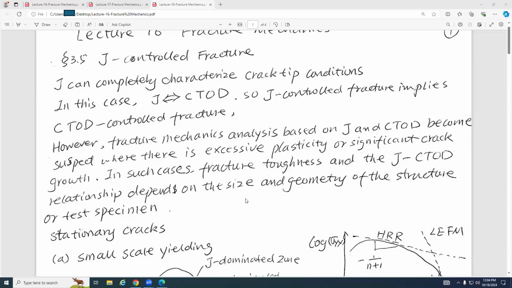Okay, so let's continue our talk. Last time we talked about the J integral, and we also talked about the CTOD, the relationship between the J and the CTOD. Also, we talk about it here. Okay, so we are here now.